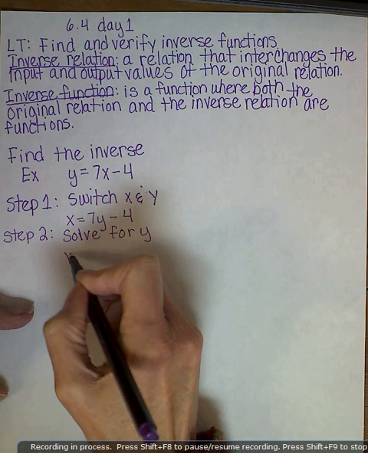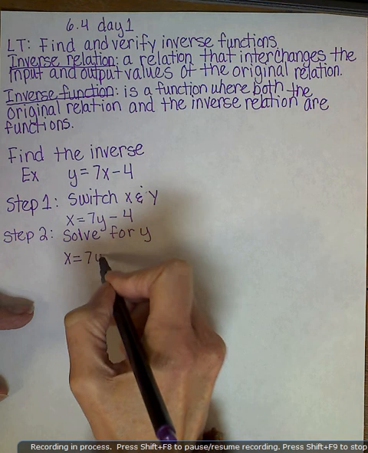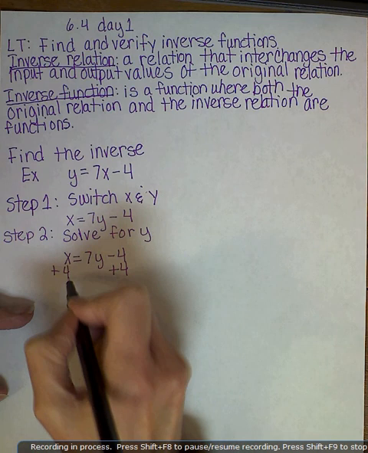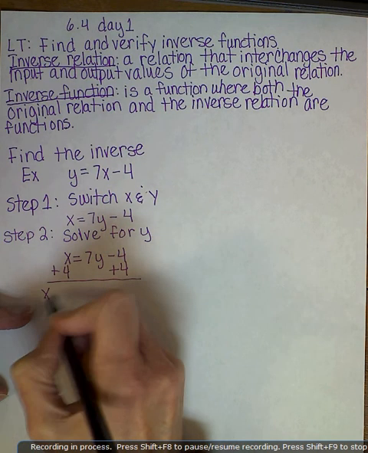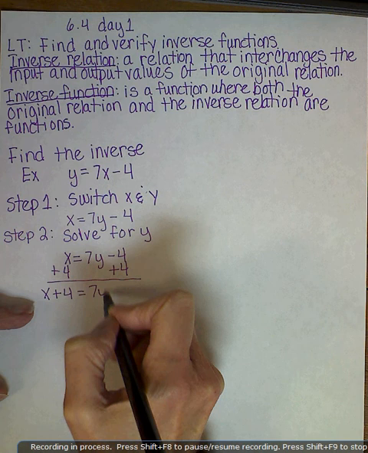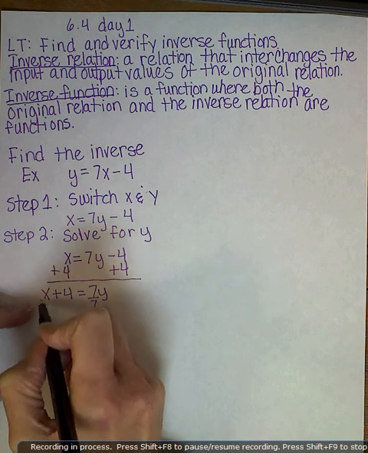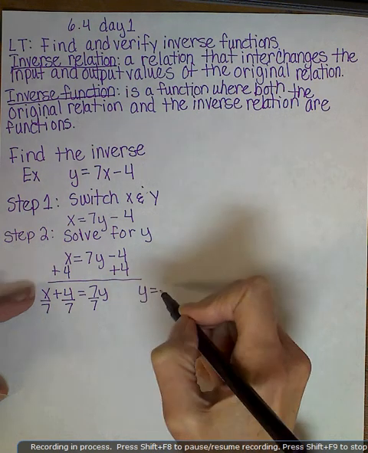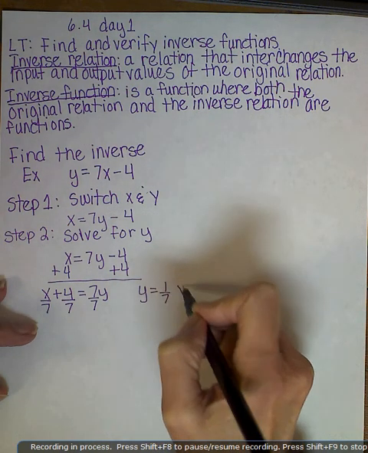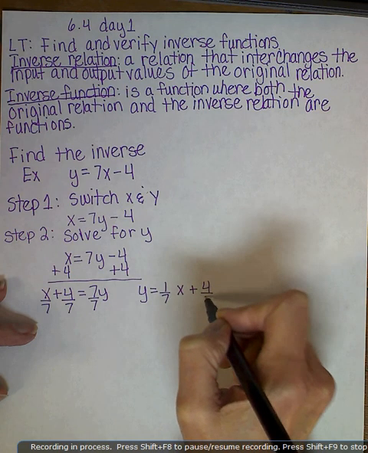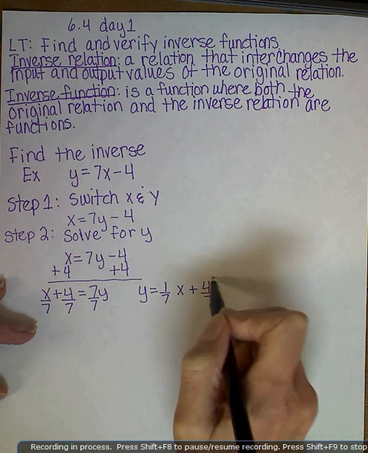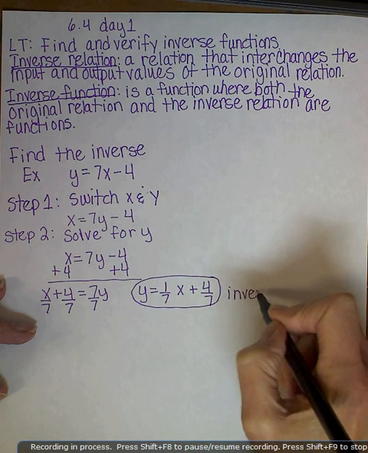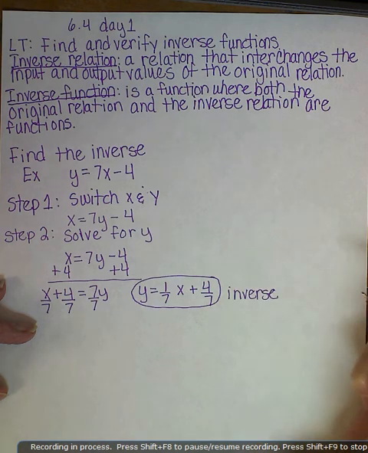Okay, so I'm going to solve this for y, so I'm going to add over the 4. And then I'm going to divide everything by 7. And clean this up, pulling out the 1/7. Alright, so now this is actually the inverse function. Okay, so that wasn't bad.